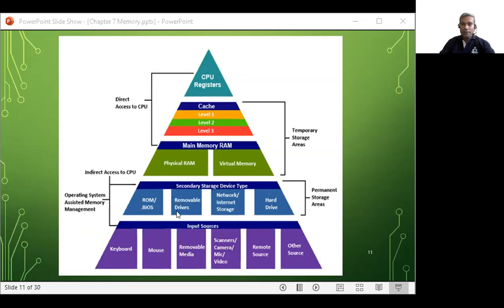Now this last layer you can neglect. It's basically when you need to connect external components, they might have their memory as well. For example, if you connect a camera, that again will have a certain amount of memory. But when you consider a computer, the first 1, 2, 3, 4 layers will be sufficient. Do you have any questions?